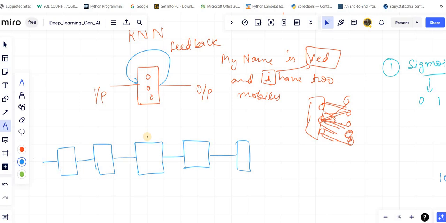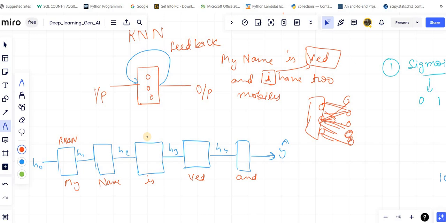So this is H0, and these are H1, H2, H3, H4, and here Y hat means the output. The first word is, my name is Ved, and the words will go like this. This is all the RNN unit; this is one RNN which I am expanding.